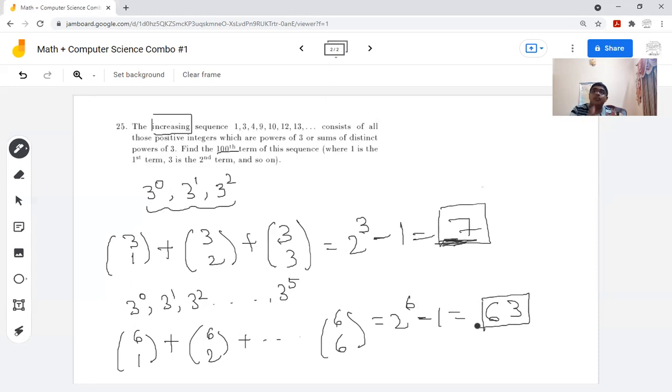So as of now, we have got the 63 terms. And if I increase it to 7, if I add another 3 power 6, the total number of terms becomes 2 power 7 minus 1. That's going to be 127, and it has already exceeded 100, right? It has exceeded 100. So what do we actually want to do? We need to find the 100th term.